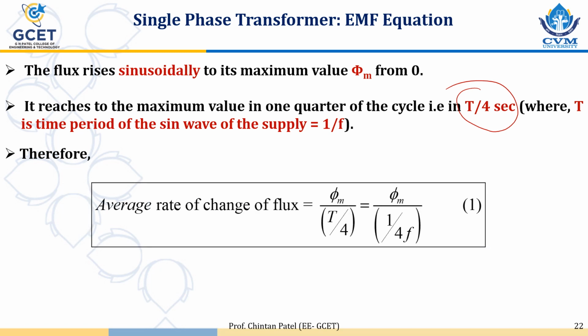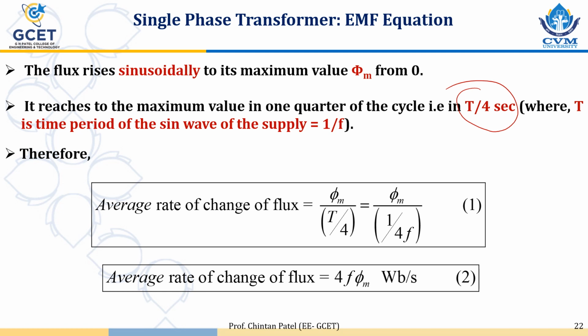So in T by 4 seconds the flux becomes maximum from 0, and therefore the average rate of change of flux is given as phi m upon time, so phi m upon T by 4. In place of T we can put 1 upon f, so this becomes phi m upon 1 divided by 4f. We can rearrange equation 1, and the average rate of change of flux is equal to 4f phi m Weber per second. This is the average rate of change of flux with the secondary, 4f phi m.